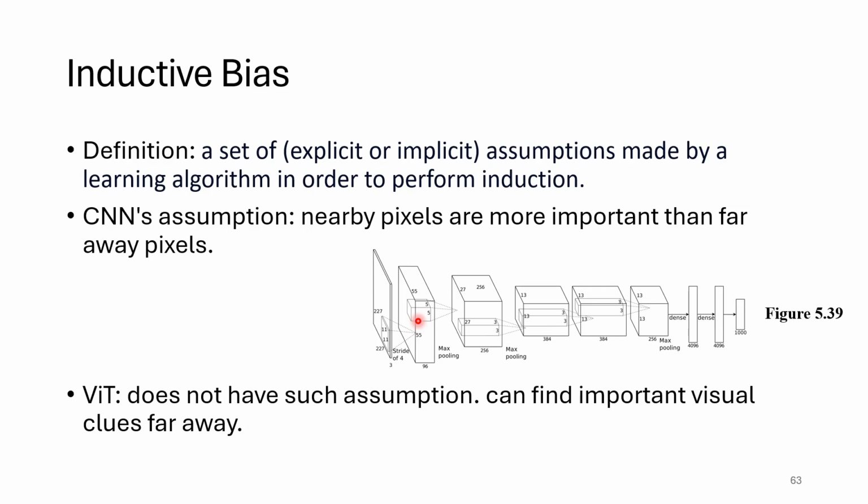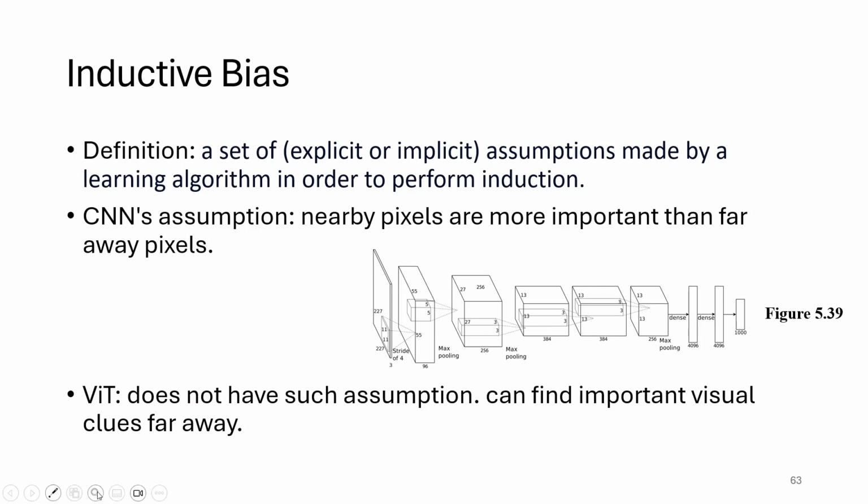However, if you want to see the relationship between one pixel and a far away pixel, usually it will happen in the deeper layers. But at that time, too much information is mixed. So you will pay less attention to pixels or information far away. So that's the CNN's assumption. Nearby pixels or nearby regions are more important than far away pixels.